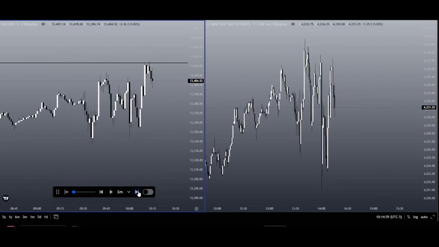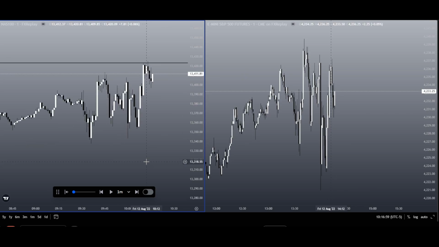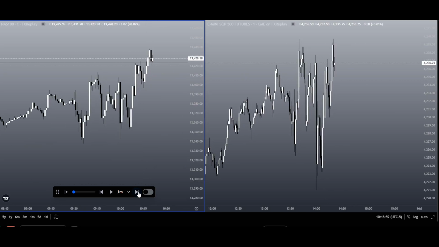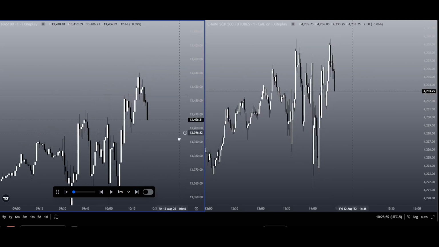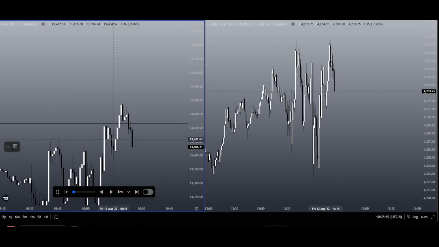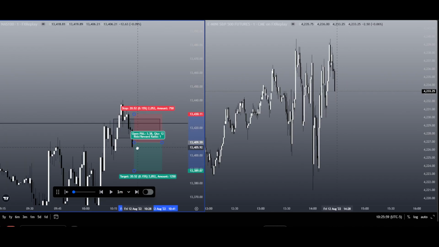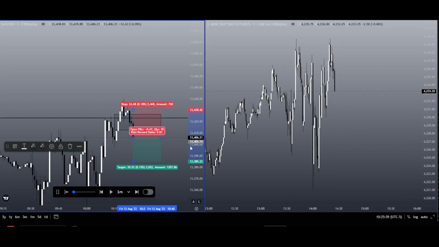I wouldn't mind a short from here if we get one. It's really textbook. See, that's really, really textbook. I could wait for the SMR, but that's a lot of momentum, so I won't. I could wait for the external gap to break.